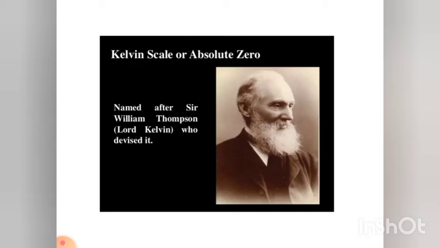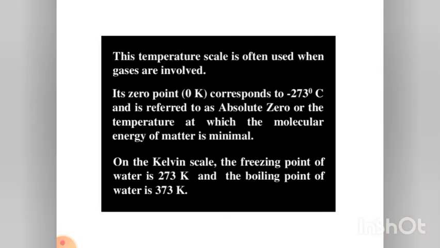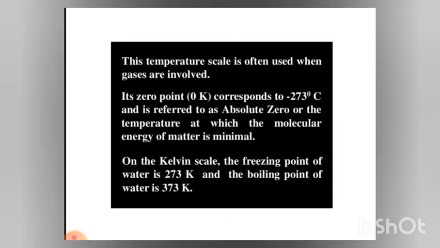The third scale is the Kelvin scale, also called the absolute zero scale, and it was devised by Lord Kelvin. The Kelvin scale is mainly used when we have to measure the temperature of gases. In the Kelvin scale the freezing point of water is 273 Kelvin, and the boiling point of water is 373 Kelvin.